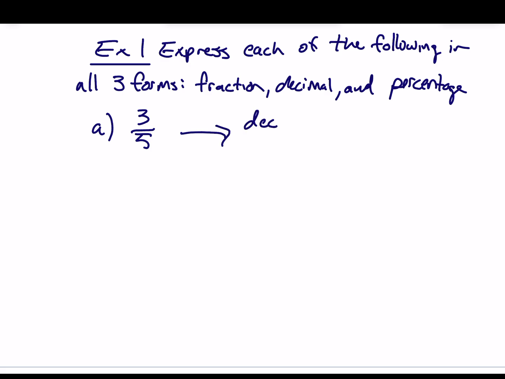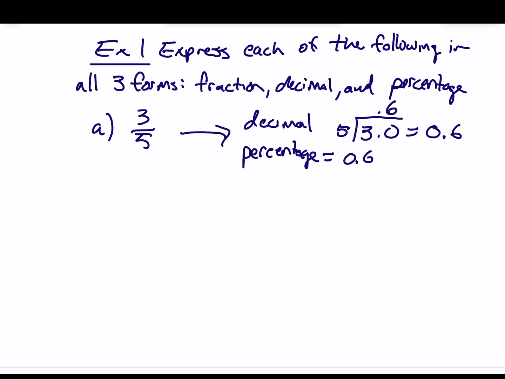Decimal. We can either plug this into our calculator or we could do long division. This first one I'll do long division on. It's 3 divided by 5. 5 won't go into 3 at all, but it'll go into 30 6 times. So our decimal is 0.6. As a percentage, we can take that decimal, 0.6, and multiply by 100%, and we get 60%.